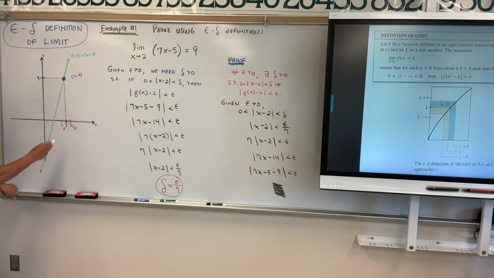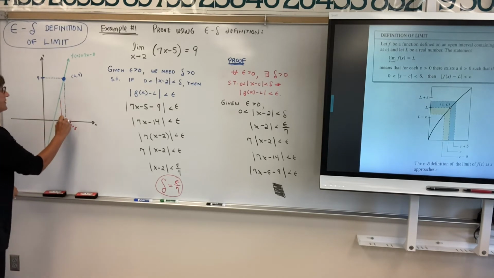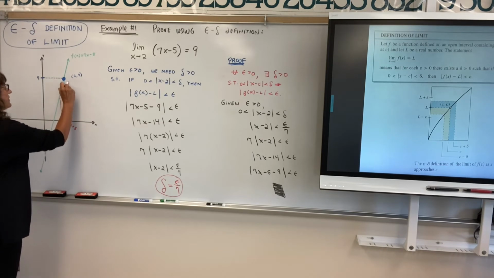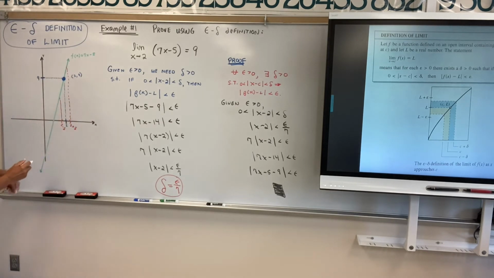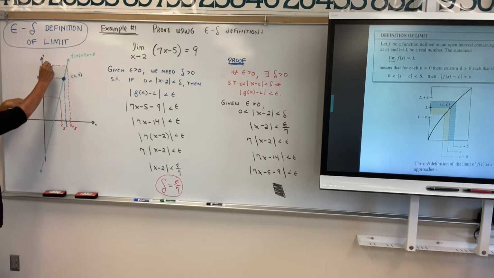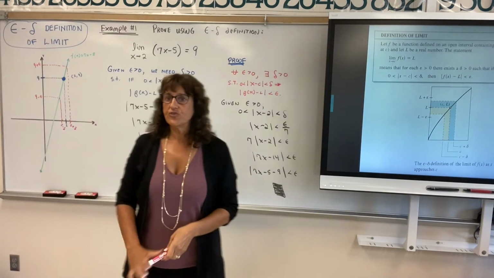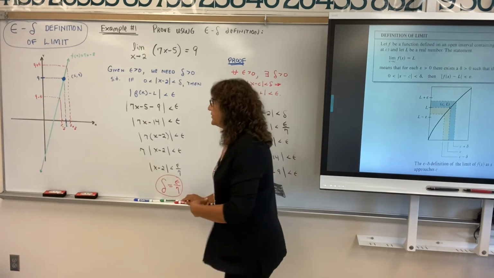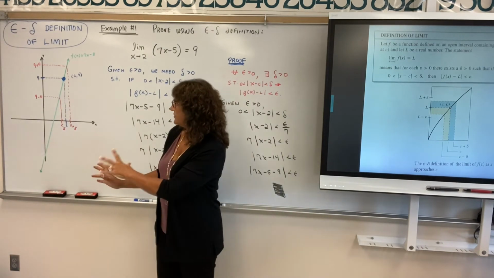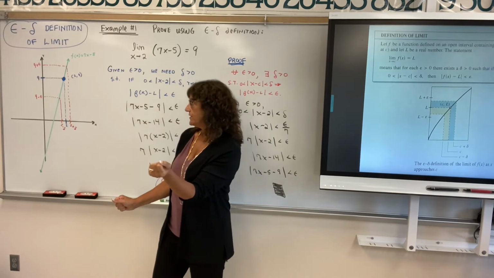Okay, and then let's follow this window up. We go up to here, and here's our delta window. Then we're going to move this across. Here's our epsilon window. This is going to be 9 plus epsilon, and this is going to be 9 minus epsilon. There's our epsilon window. It's not exactly drawn to scale, but it should be close enough to get the point across.